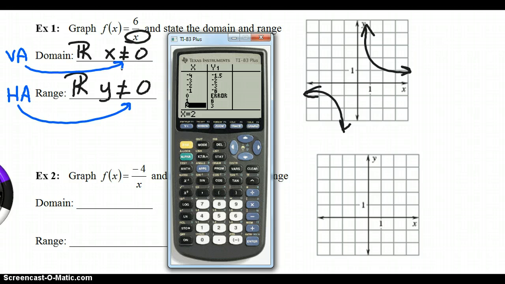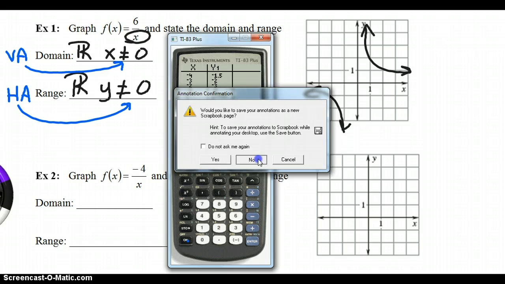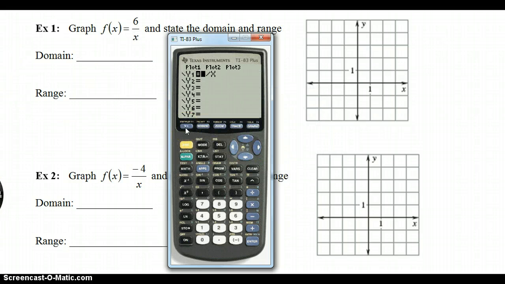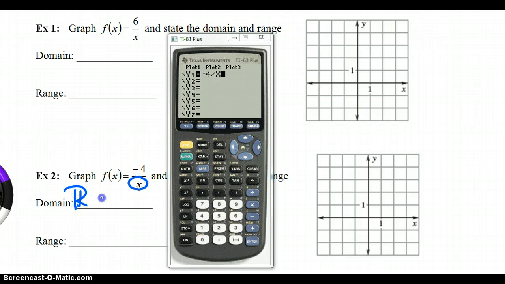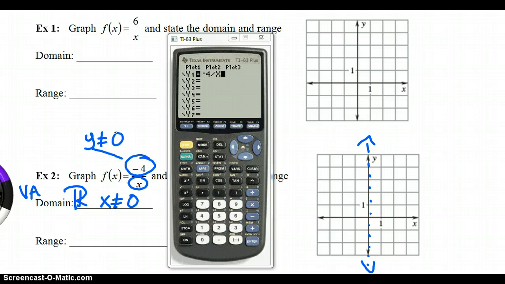The graphs will look similar when we choose a negative 4 over x. So we'll still have a hyperbola. And again, we can't divide by 0. So the domain will be everything except for 0 again. And if you made note, this will be your vertical asymptote. So go to your vertical asymptote. We'll learn in a little bit that if there's a number in the top only, our y will never equal 0, and that's our horizontal asymptote.